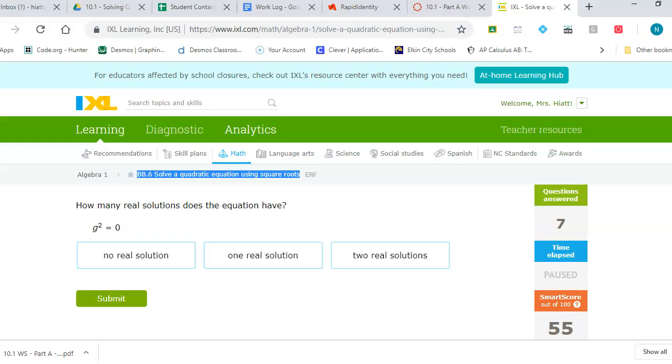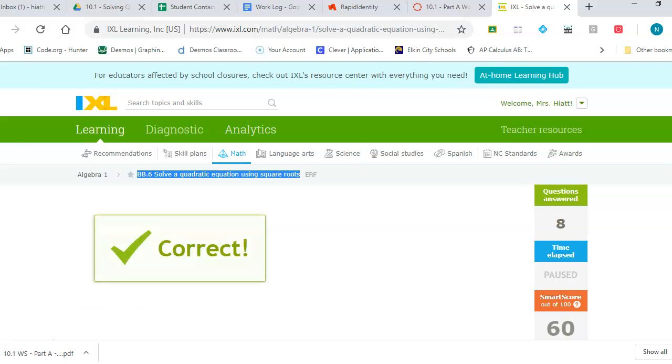How many real solutions does the equation have? So I've got g squared equals 0. If I take the square root of both sides, the square root of 0 is 0. You can put a plus or minus, but there's just one answer. So this one would be one real solution.